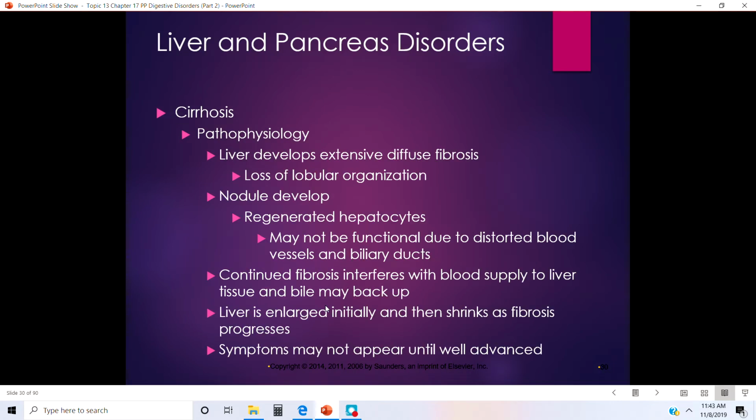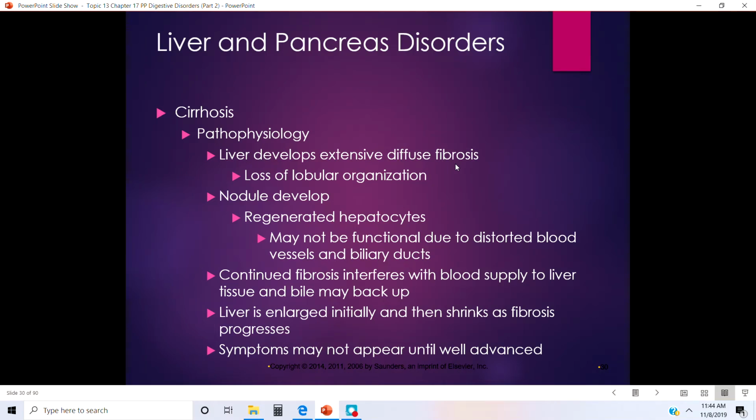So let's take a look at some of the main things that are happening with cirrhosis as far as the pathophysiology. Right, here's the gist of it. The liver develops extensive, diffuse, and highlight this word, this is the word of the day, fibrosis. And basically, guys, that means scar tissue. Now, as this scar tissue develops inside the liver, it starts to damage the normal organization of the liver. If you remember from anatomy and physiology, the functional unit of the liver is known as lobules, and there's a bunch of lobules, and they make the bile, they cleanse the blood, that type of thing.